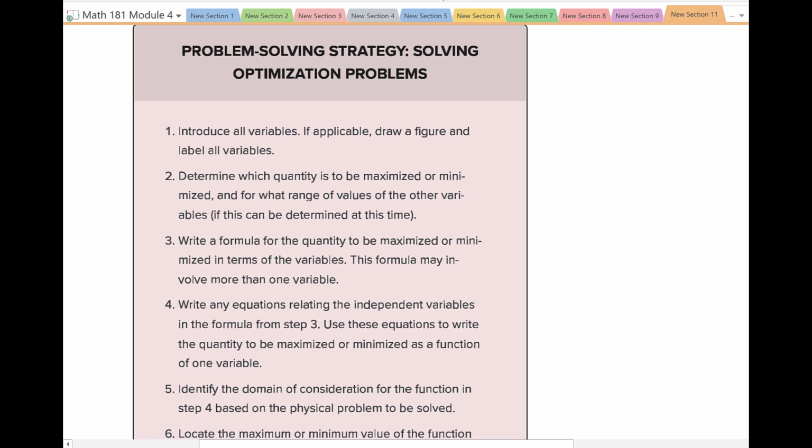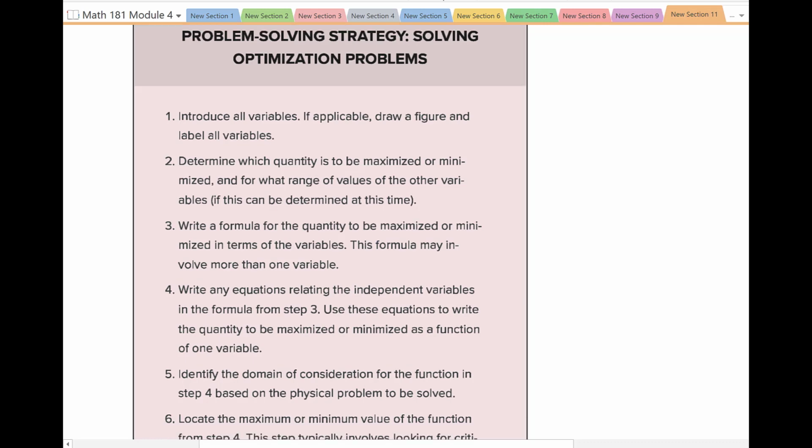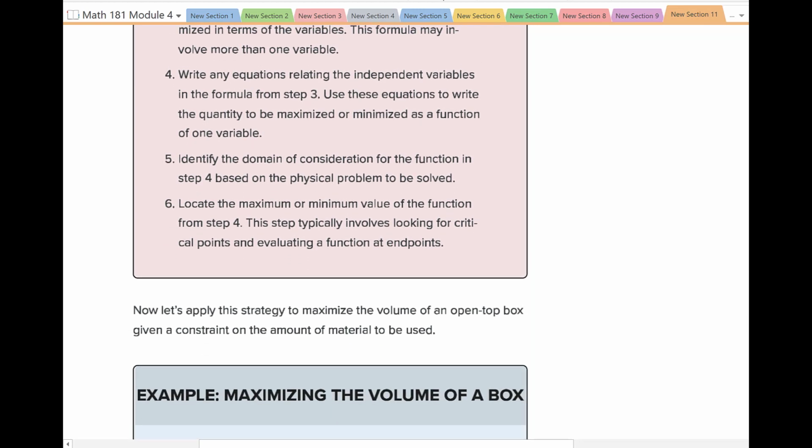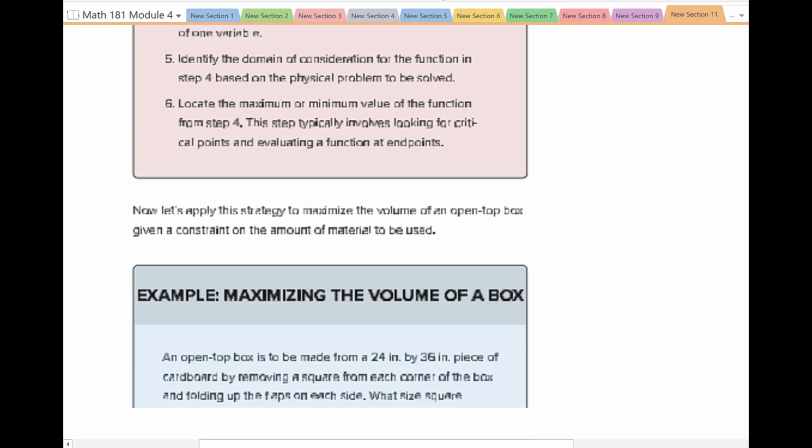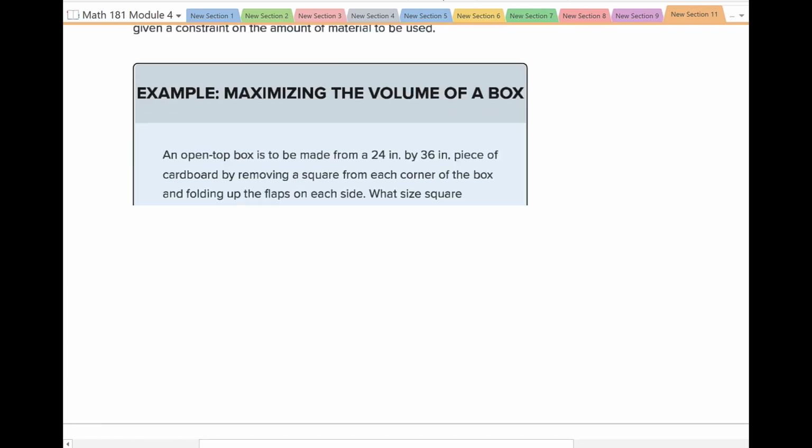Write any equations relating the independent variables in the formula from step 3. Use these equations to write the quantity to be maximized or minimized as a function of one variable. Identify the domain of consideration for the function in step 4 based on the physical problem to be solved. And then locate the minimum or maximum value of the function from step 4. This step typically involves looking for critical points and evaluating the function's endpoints. Okay, we've been taking the derivative and finding things.